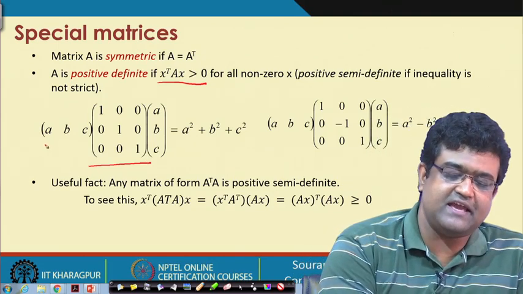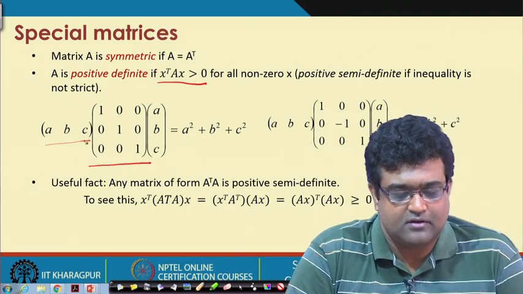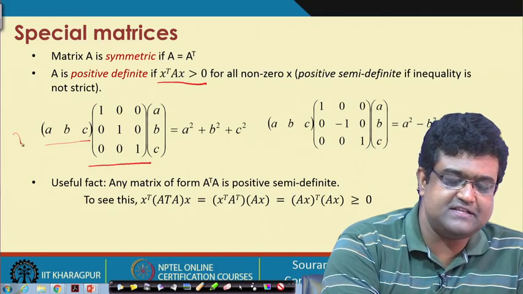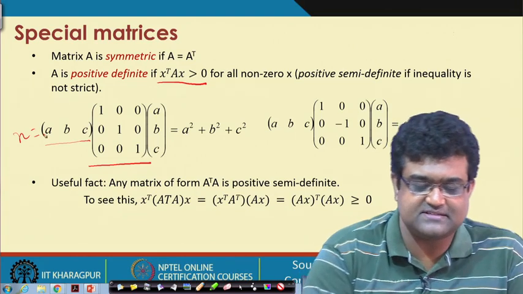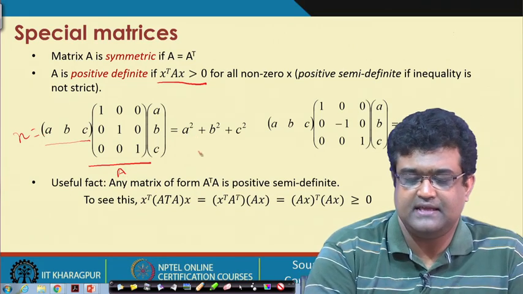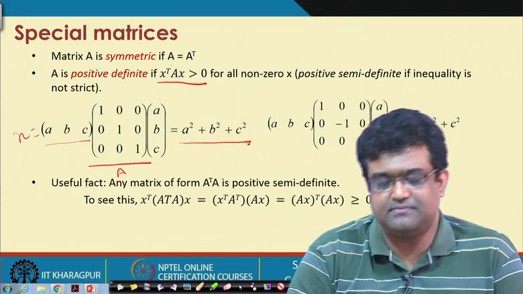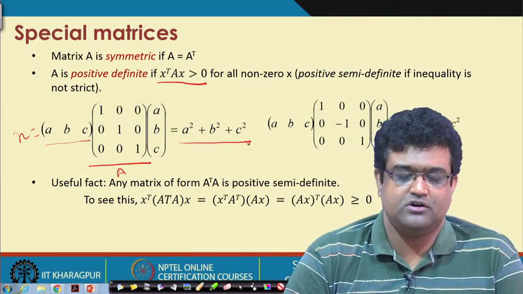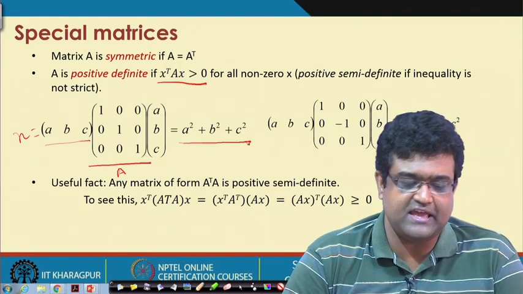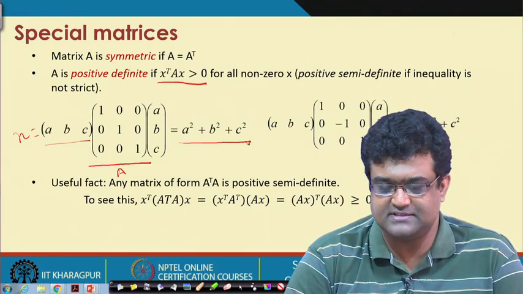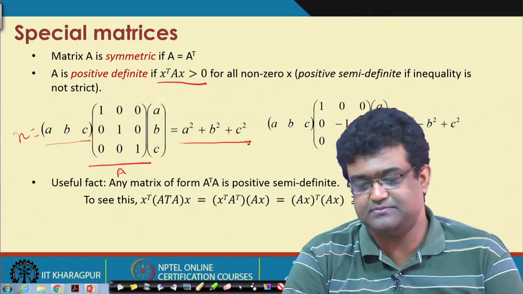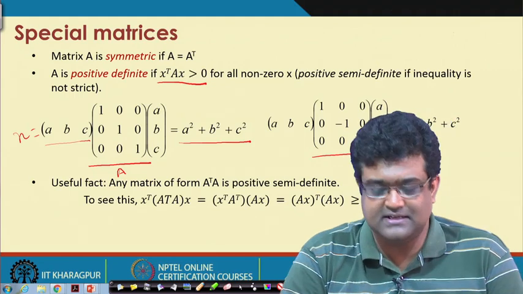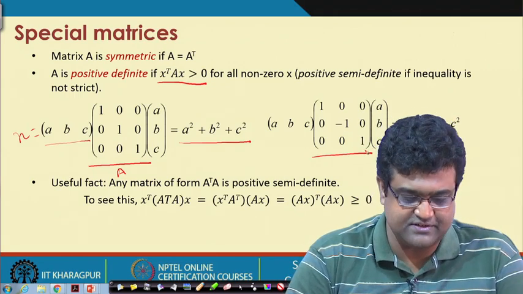Note that if we have any vector a b c, and we call this vector x, then x transpose A x is nothing but a square plus b square plus c square, which is positive for all values of a, b and c, hence for all vectors x. Hence, this matrix is positive semi definite, whereas this matrix is not necessarily a positive semi definite matrix.